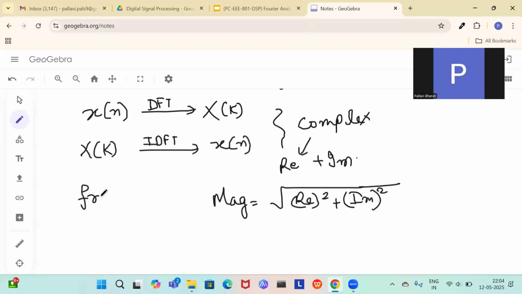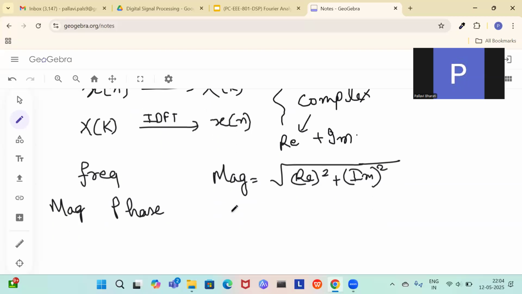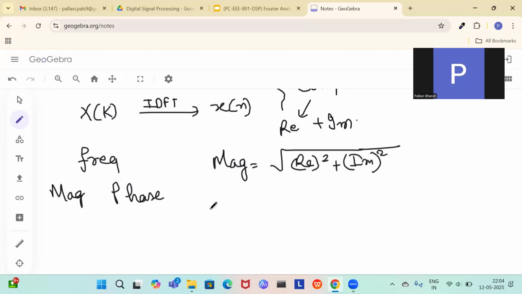So in the frequency spectrum, you have magnitude spectra and phase spectra. For getting the magnitude spectra, you will take the real part whole square plus the imaginary part whole square under the root. For the phase spectra, what you need to do is tan inverse, right? Tan inverse of the imaginary part by the real part. This is one of it.